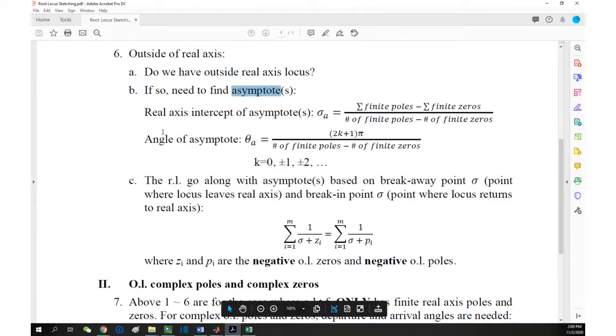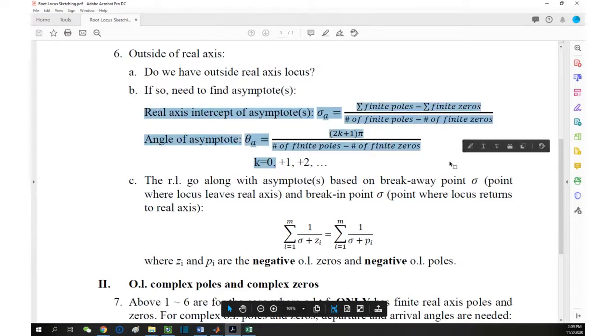So how to find the asymptote? You have two things to figure out. Because the asymptote is a straight line, what you need is two things. One is the slope, or say the angle with the positive real axis. The second thing you need is one point, or say one intersection point with the real axis. Does it make sense? These two things can determine one straight line, which is the asymptote. That's why we are taking care of them respectively.